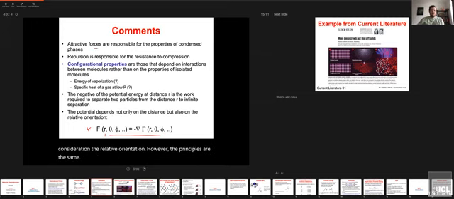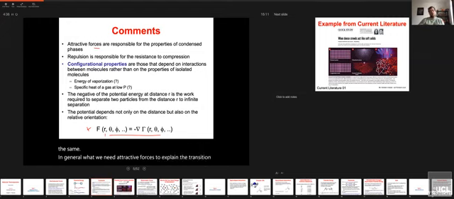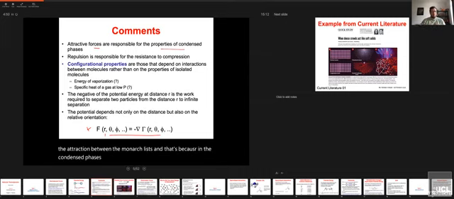In general, we need attractive forces to explain the transition from a vapor phase to the condensed phase, for example. And many of the properties of the condensed phases are due to the attraction between the molecules. That's because in the condensed phases, the molecules are very close to each other. The repulsion, however, becomes important because if you take a liquid and want to push it and reduce its volume, the repulsion is what provides this resistance to compression. By definition, configurational properties are those that depend on the interactions.